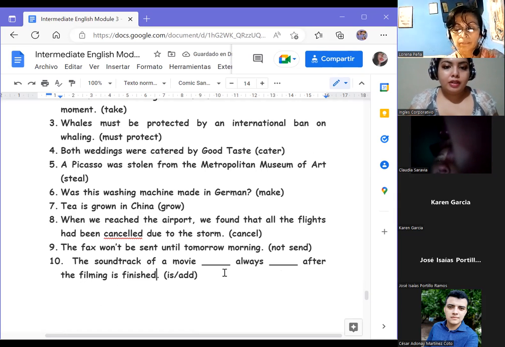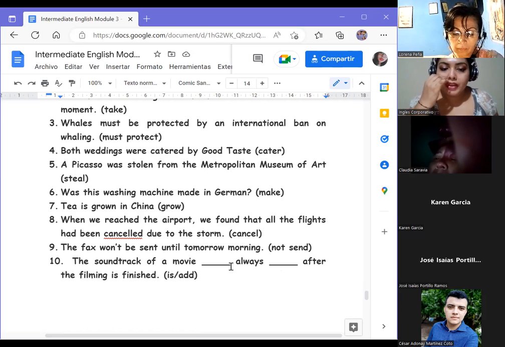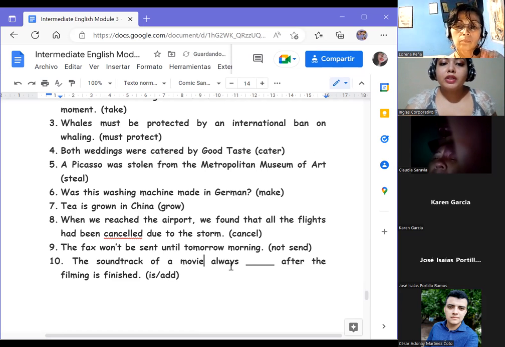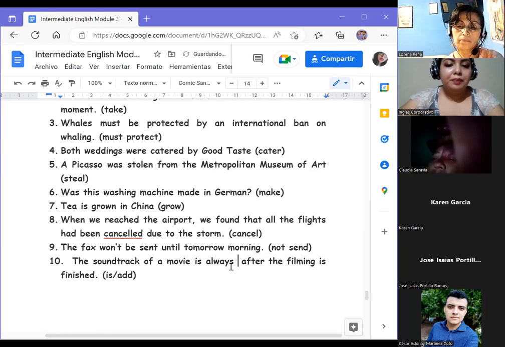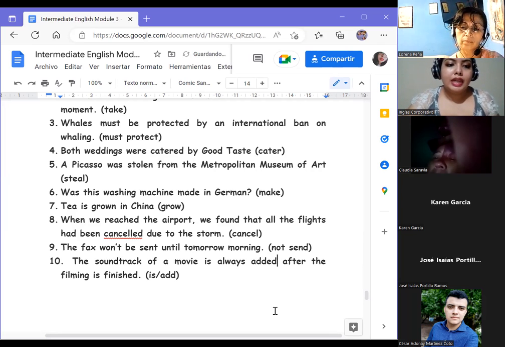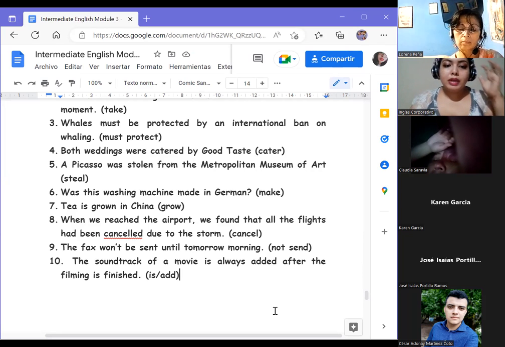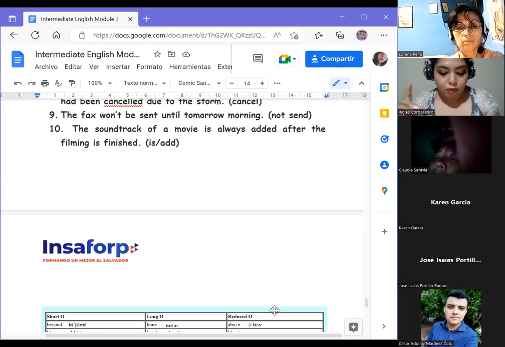And we have the last one. We have two. The soundtrack of the movie always after the filming is finished. In this case, we are going to use present of verb to be. Where? Present. We're talking about one thing. Is always added. That's good. I mean, added after the filming is finished. Good, very good. So, that was the exercise that we have for the passive voice.